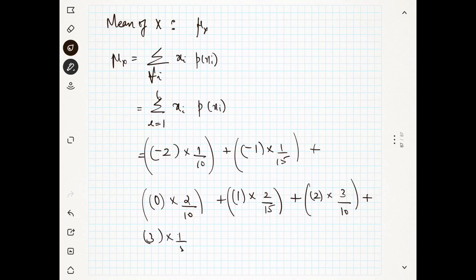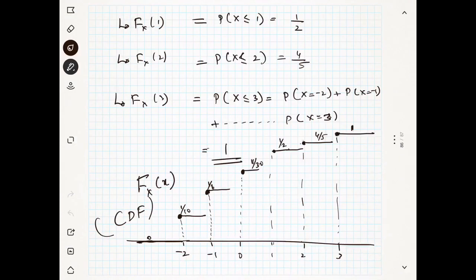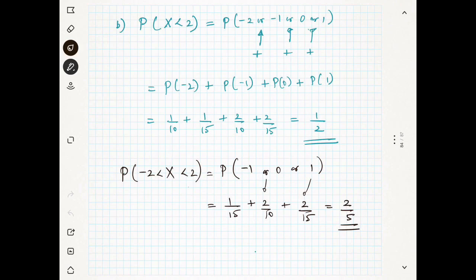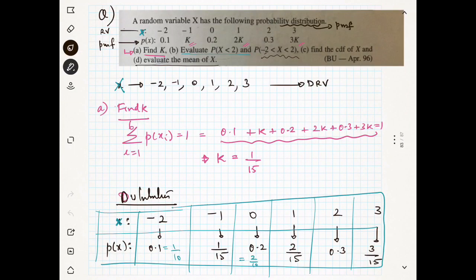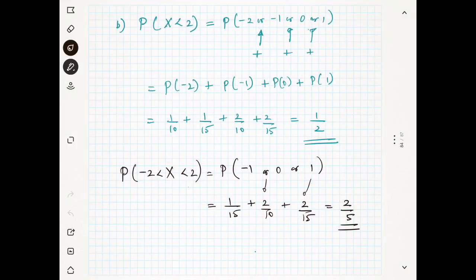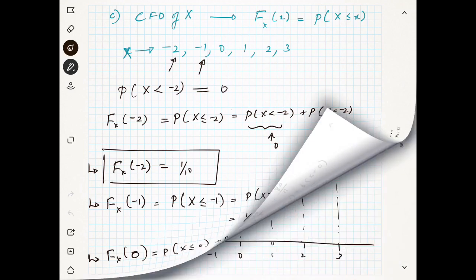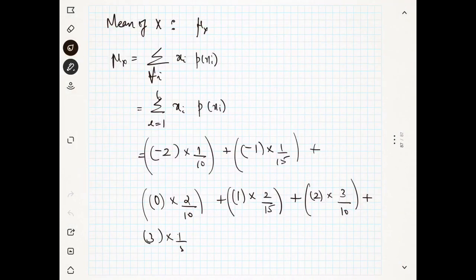plus 3 is the random variable, multiply with the probability. What is the probability? I have to check. Yeah, the probability is 3 by 15. Okay, if you do like this, finally you will get the answer as 16 by 15. This is how you can find the mean.